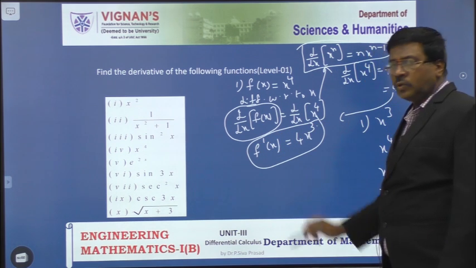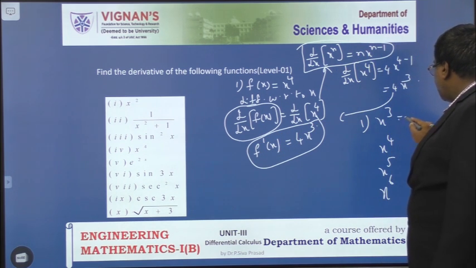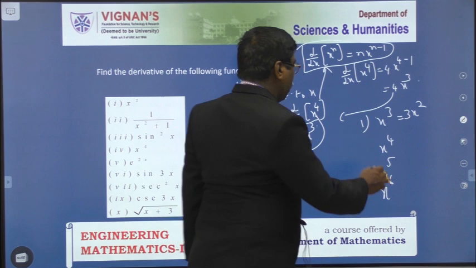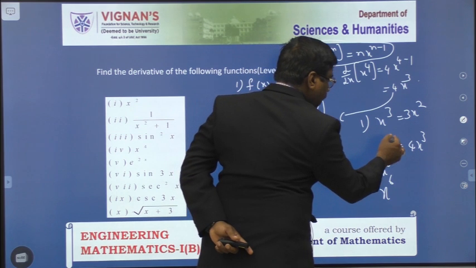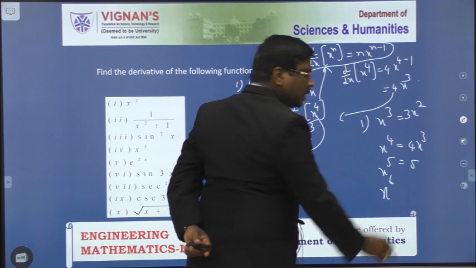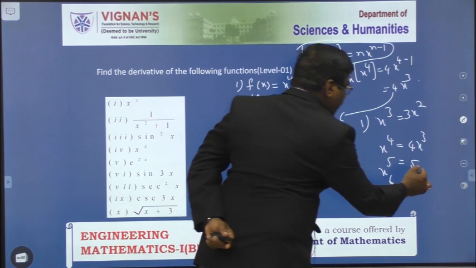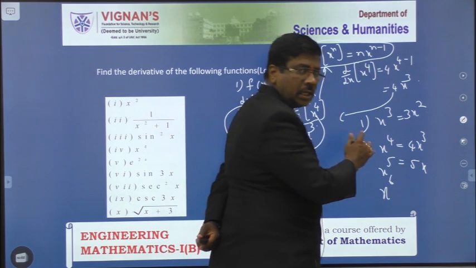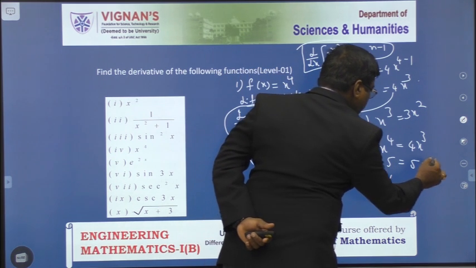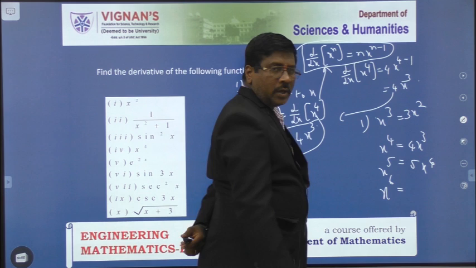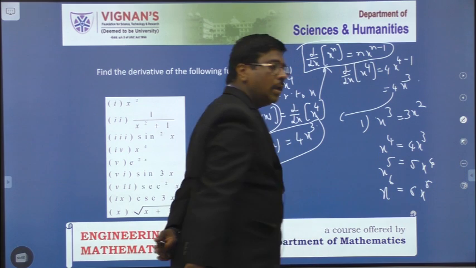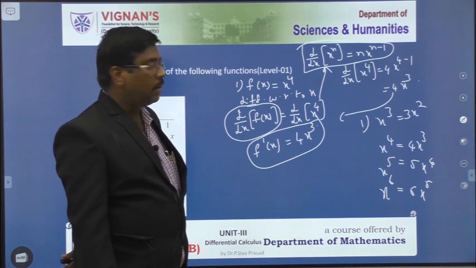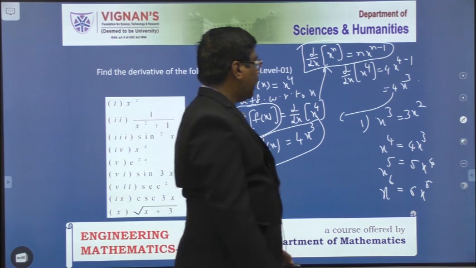So likewise, the derivative of x cube is 3x square. Now what is the derivative of x to the power of 4? That is 4 into x cube. You just have to bring the power down as a constant in front. What is the derivative of x power 5? That is 5 into x to the power of 4, diminishing the power of x by 1. Similarly, x power 6 gives 6 into x to the power of 6 minus 1, that is x to the power of 5. Likewise, you have to practice all these types of problems.